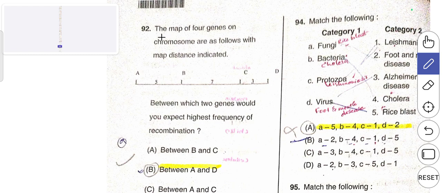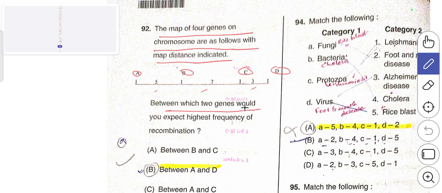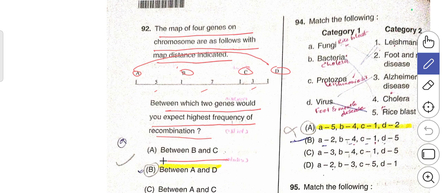Then 92nd question: a map of four genes on a chromosome is as follows, with map distance indicated. A, B, C and D, these are the distances. Between which two genes would you expect the highest frequency of recombination? That is between A and D, where we can observe the highest frequency of recombination. So B is the right answer.